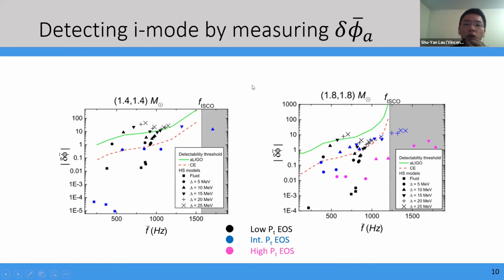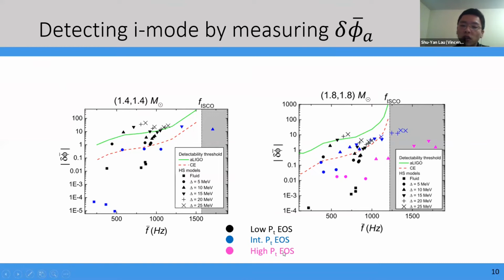We consider two different equal mass binary hybrid star systems, one with 1.4 solar mass and the other with 1.8 solar mass. Each data point represents the interfacial mode for one particular equation of state that is constructed above. I'm using different symbols to distinguish different values of the CCS gap parameter. As a reminder, this CCS gap parameter tells us how large the shear modulus is. I'm also using different colors to distinguish their transition pressure.